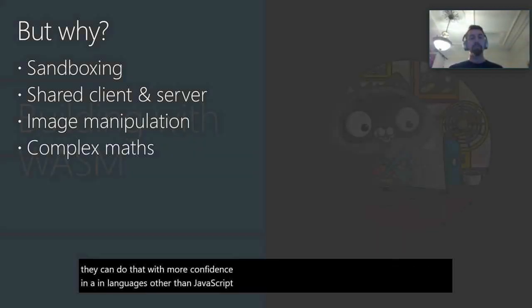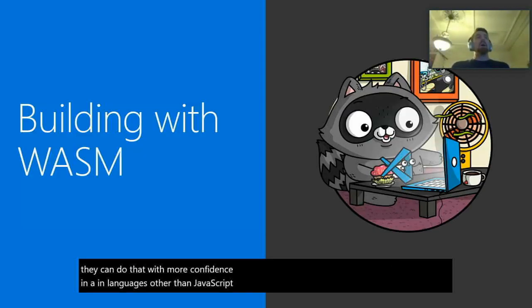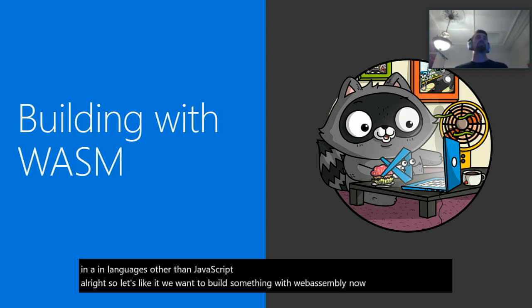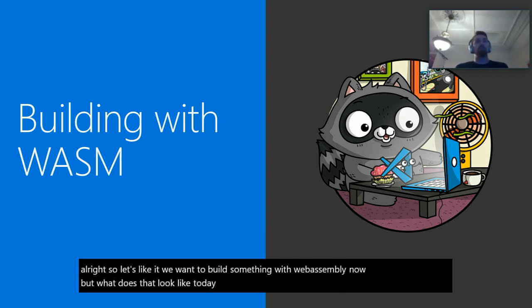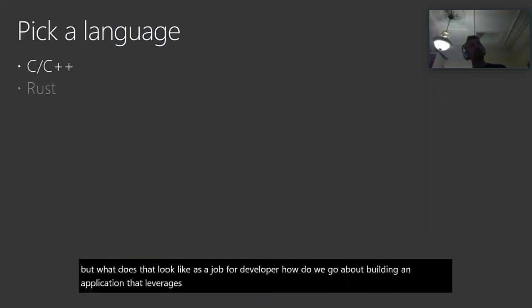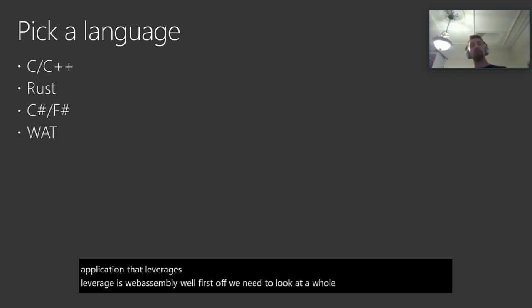All right. So we want to build something with WebAssembly now. But what does that look like as a JavaScript developer? How do we go about building an application that leverages WebAssembly? Well, first off, we need to look at a whole bunch of language options that we've got.